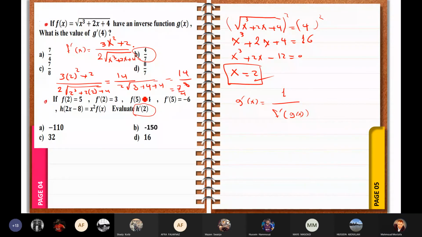How to find h prime? For any value, it will be according to x squared multiplied by f of x. So it will be x squared multiply f prime of x plus f of x multiplied by 2x, u times v.